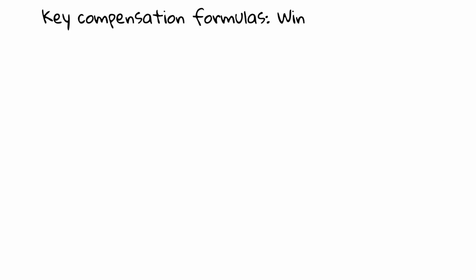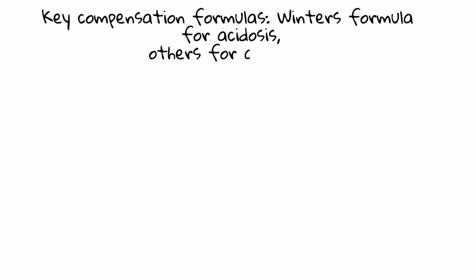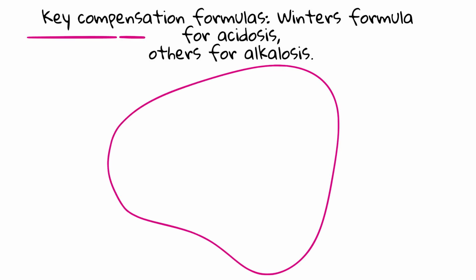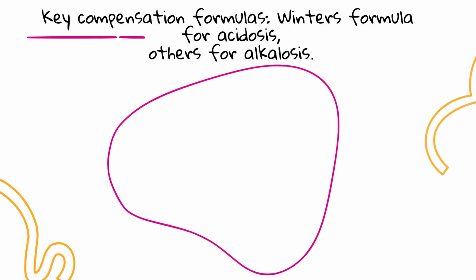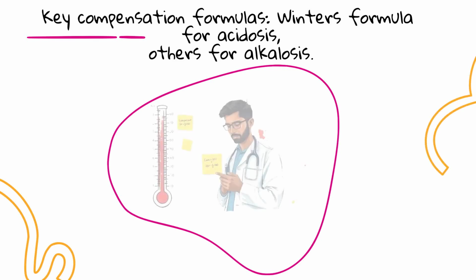When it comes to compensation, we rely on a few key formulas. For metabolic acidosis, Winter's formula guides us in predicting the expected PCO2. For metabolic or respiratory alkalosis, separate compensation rules help us understand how the body adjusts. These formulas are essential for spotting when something doesn't add up.